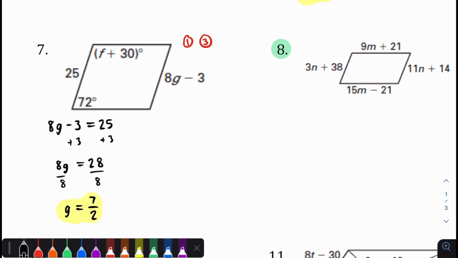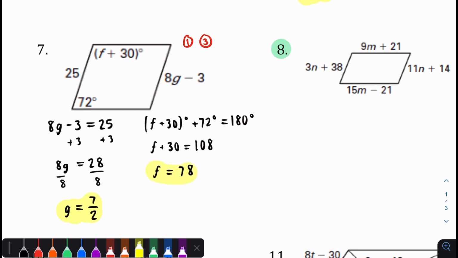Now property 3 says that consecutive angles are supplementary. Supplementary means that they add to 180. So I'm going to say that f plus 30 plus 72 equals 180. So I'll subtract 72 from both sides. I'll subtract 30 from both sides. And f equals 78.